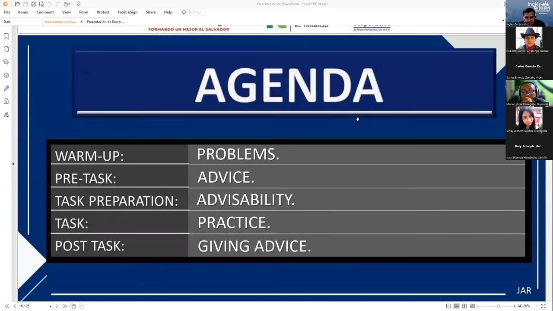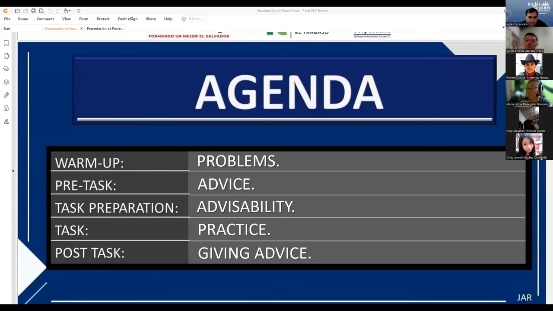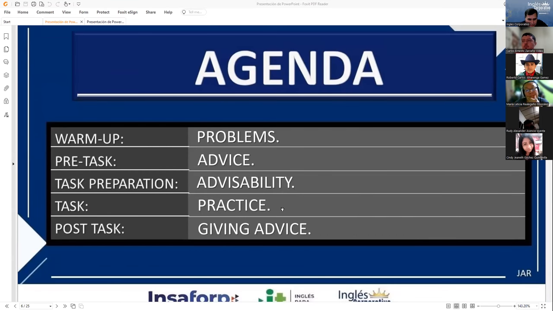And this is the agenda for tonight. We're going to start with problems, advice, advisability, practice, and giving advice. Okay? See how much we can do. Before, let's go to attendance first.